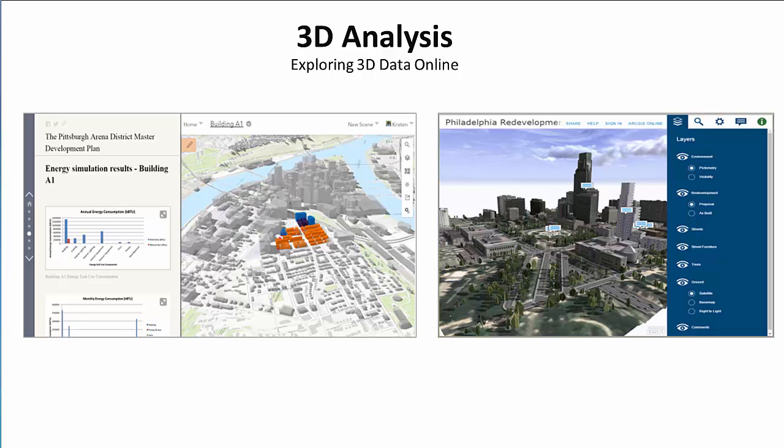The image on the right is an example of a web scene. This is something else you could create from CityEngine or ArcGIS Pro. And in this case, you can look at different development scenarios, you can turn layers on and off, and you can also ask for public input about the different information that you see in your web scene. So both of these are very interesting interactive ways to share your 3D data.